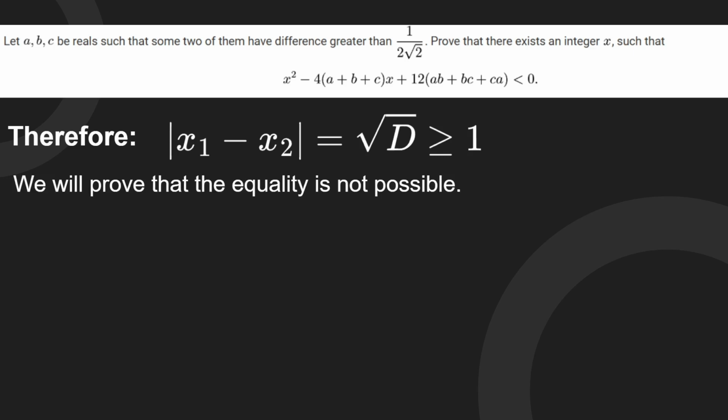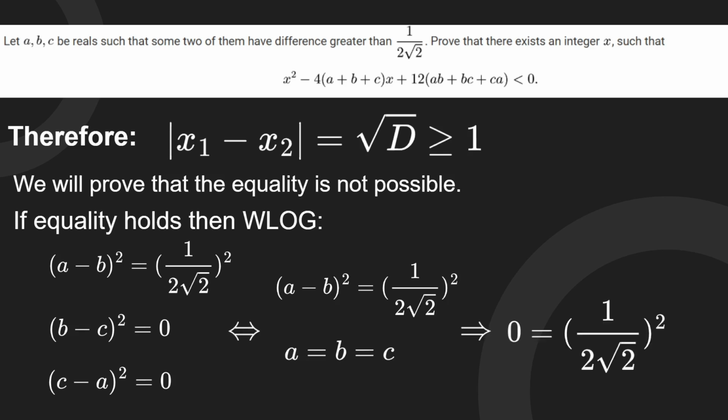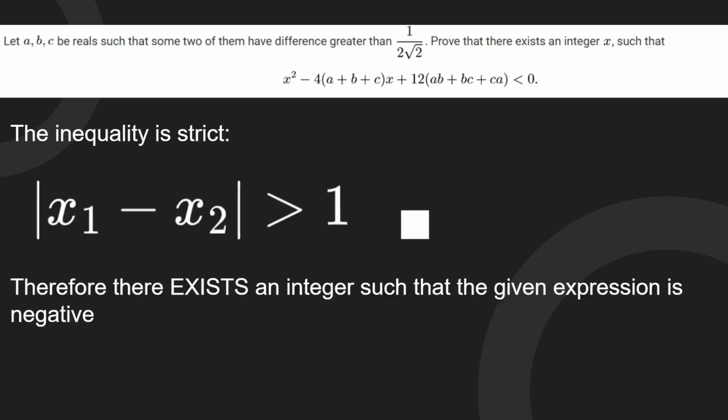Now, how do we prove that the equality is not possible? We will do that by contradiction. Let's suppose, without loss of generality, that (a minus b) squared is equal to (1 over 2 times the square root of 2) squared, and (b minus c) squared and (c minus a) squared are both equal to 0. Then, from the last two equations, we get that a equals b equals c, which gives us that 0 must be equal to (1 over 2 times the square root of 2) squared, which of course is impossible. Therefore, the inequality is strict, and there exists an integer such that the given expression is negative.